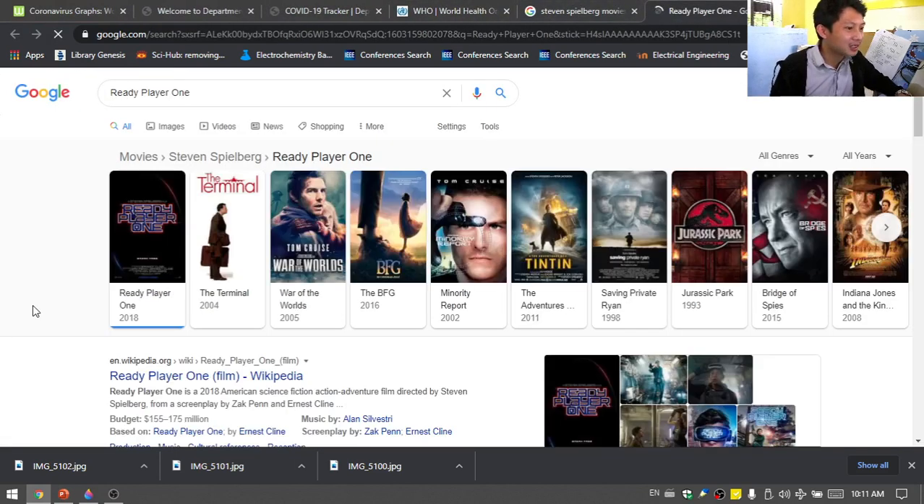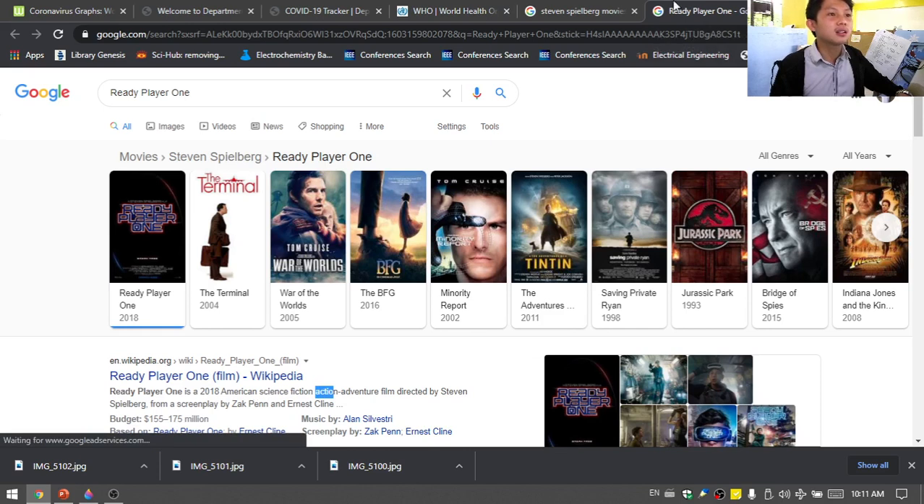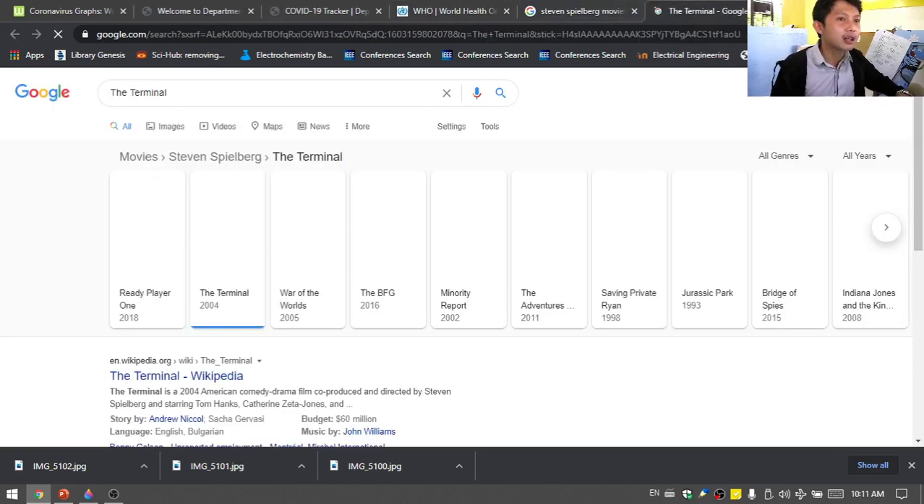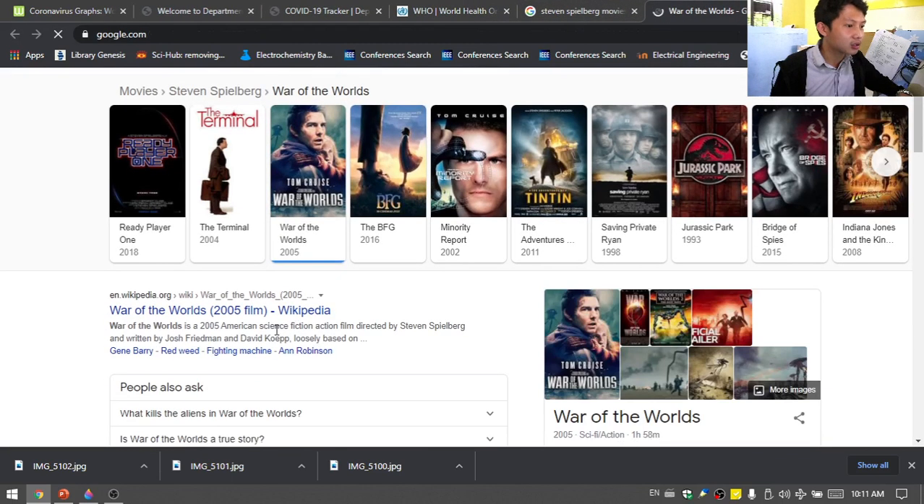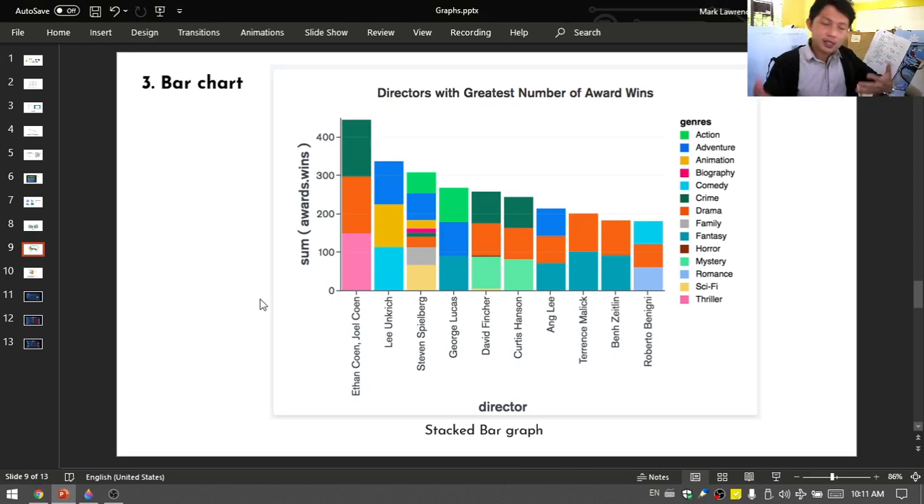Science fiction action, action adventure films. Alright, what else? The Terminal, earlier, that's a drama, a comedy drama. The War of the Worlds is probably sci-fi, still science fiction, a sci-fi action film. So basically, what this stacked bar graph is saying is the sum of what Steven Spielberg has done. Again, the counting of the data always starts from 0. The highest is 300 plus wins. So that's the stacked bar graph.